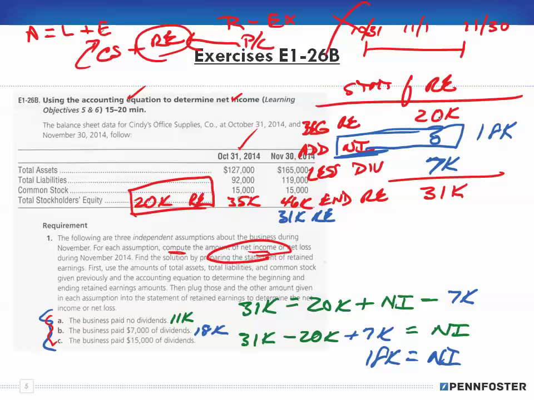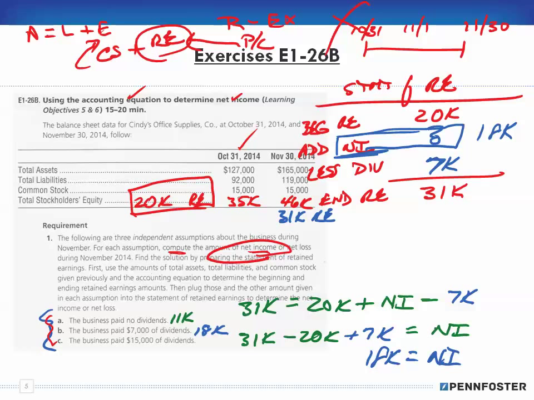Okay, 20 plus 18 less 7 gives me the 31, right? 20 plus 18 is 38, less 7 is 31, right? All works the same way. So that's B. Now let's look at C, and it says the business paid 15,000 of dividends.